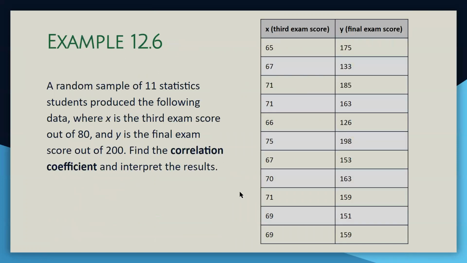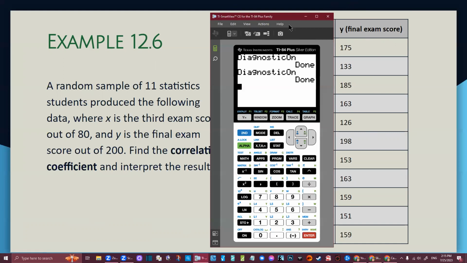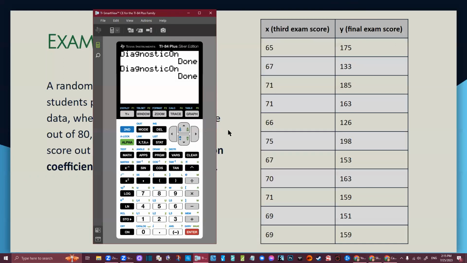So we're going to do 2 examples, going back to those examples that we found in the first video. So this was example 12.6, where we're looking at statistics students, and we're comparing their third exam score to their final exam score and looking for a relationship. So let's pull back up our TI-84. And we know the first thing we want to do is make sure that data is in a list. So I'm going to press stat, enter, and you can see that the data is in the list from the last time we did this.